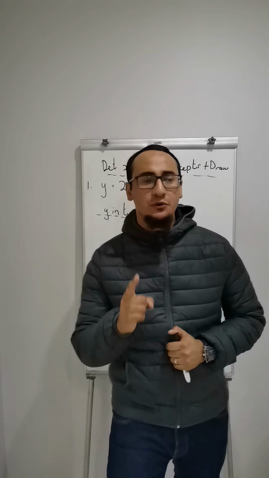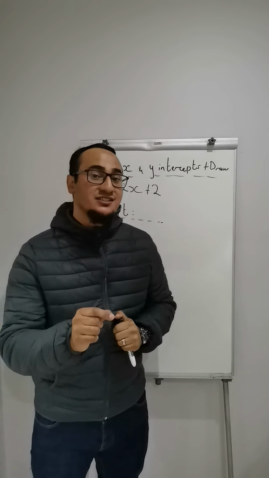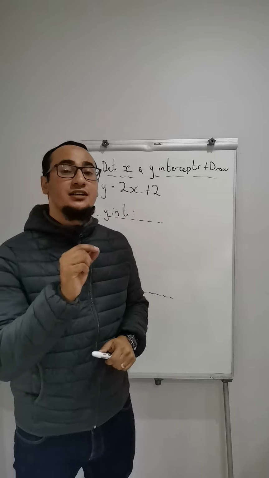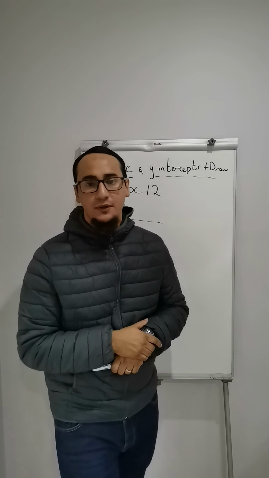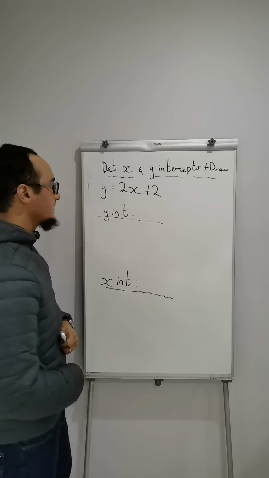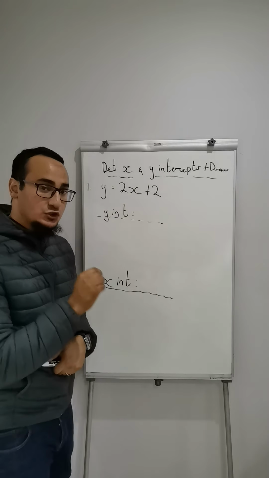Remember, we are busy with a series on the geometry of straight lines, and we are going to determine the x and the y intercepts, as well as draw them. Another name for this is the dual intercept method. Dual meaning two, intercept obviously x and y intercepts. So my function over here is y is equal to 2x plus 2.